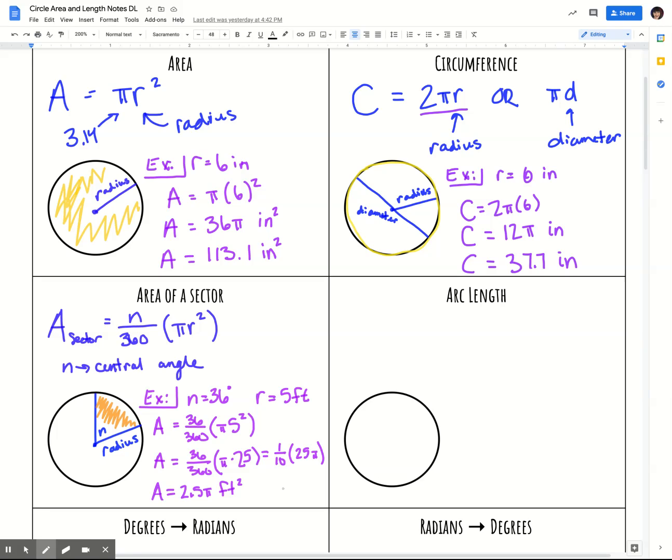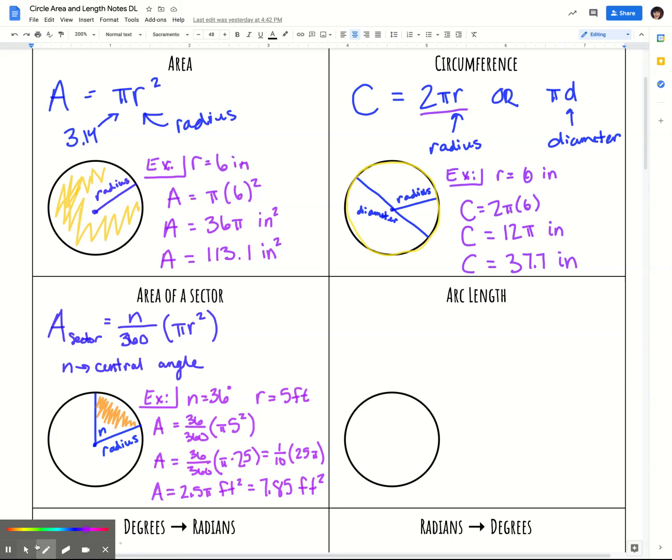But again, once you get to that point, all you do is go to your calculator, say 2.5 times, and then hit the little pi symbol, and then press equals, and it'll give you the long decimal value. So I got 7.854, so I'm just going to round that to 7.85 feet squared.